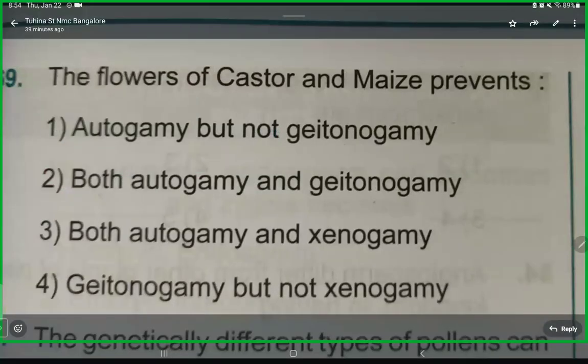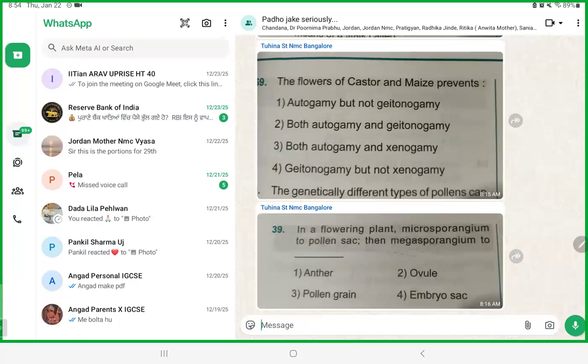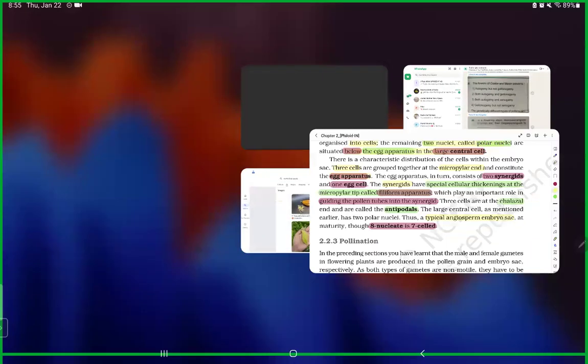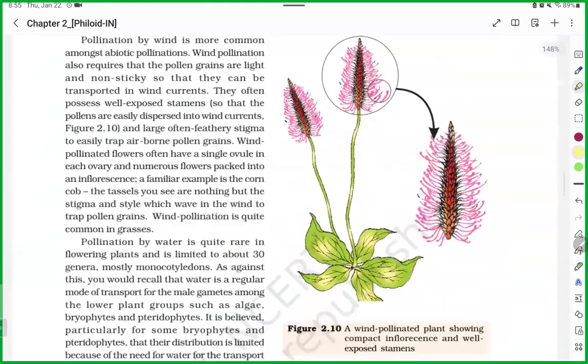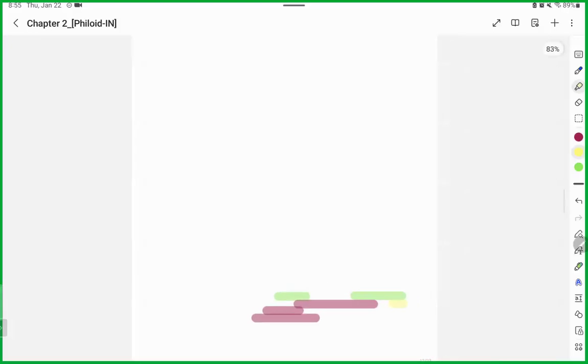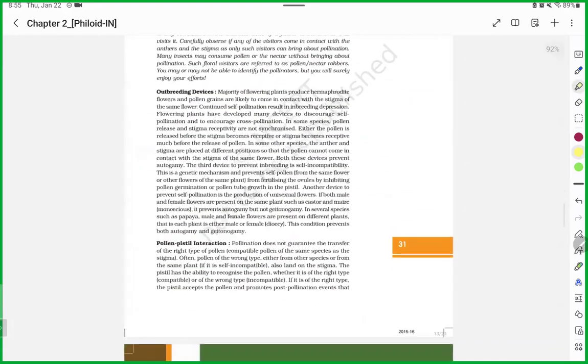Castor and maize. This is given here in the pollen pistil interaction, and this is done, megasporangium. Pollen pistil interaction. Exactly the same statement is given in the NCERT. So it prevents autogamy, but allows geitonogamy as well as xenogamy. Pollen pistil interaction, outbreeding device.